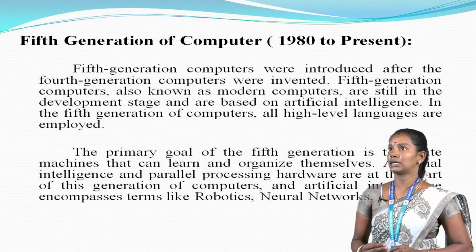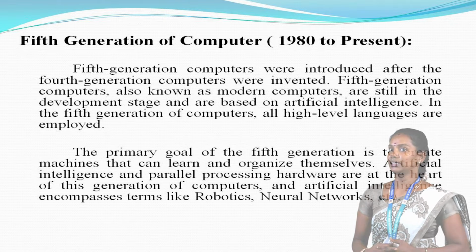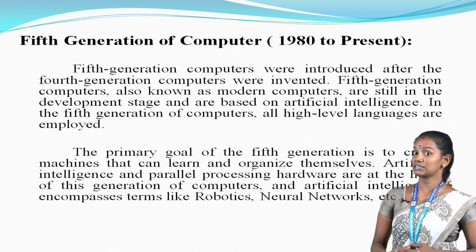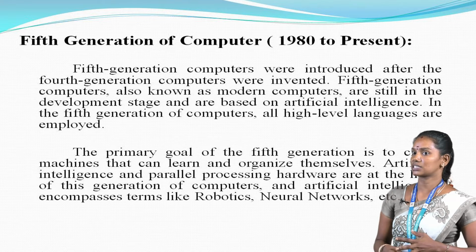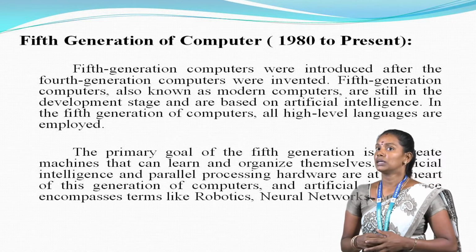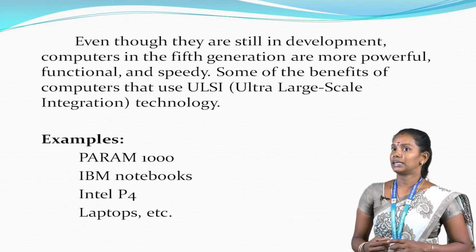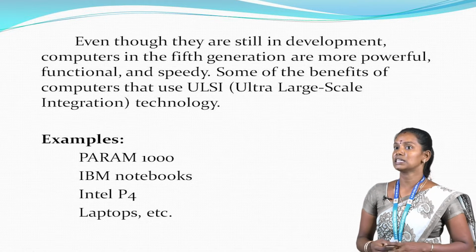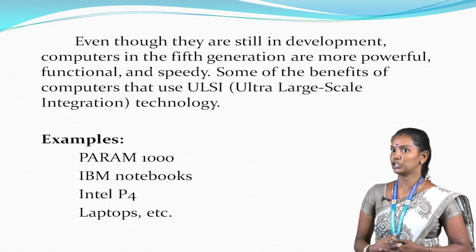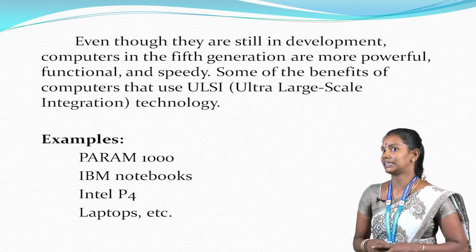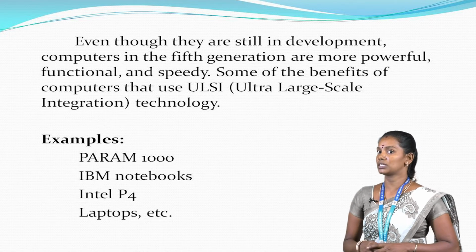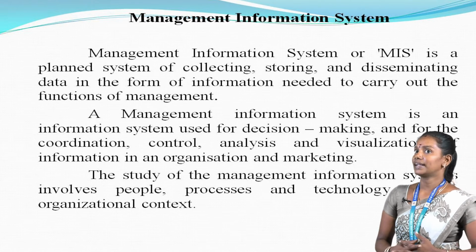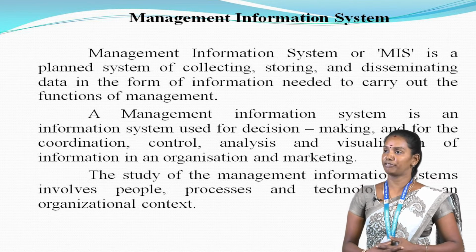Artificial intelligence and parallel processing hardware are at the heart of this generation of computers. And artificial intelligence encompasses areas like robotics, neural networks, etc. Even though they are still in development, computers in the fifth generation are more powerful, functional and speedy. Some examples of computers that use ultra large scale integrated technology: Param 1000, IBM notebooks, Intel P4, laptops, etc.